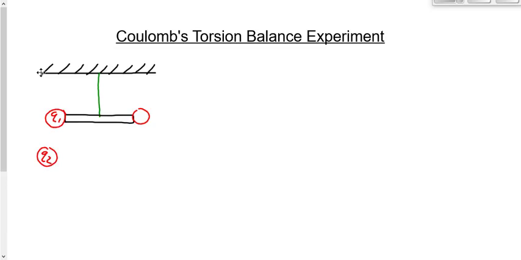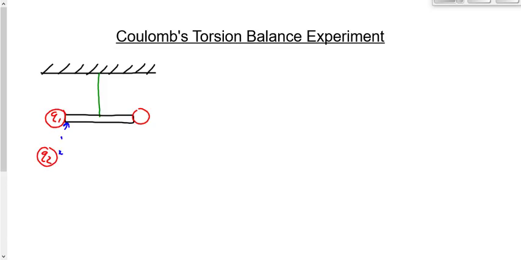Okay, the first thing I need to do is measure R. R is the distance that separates Q1 and Q2, and that's easy to measure. I can use, well, a ruler or probably something else that's a little bit more precise than a ruler, but essentially a ruler to measure the value of R. Now, I also need to measure the value of Q1 and Q2. That's a little bit harder.